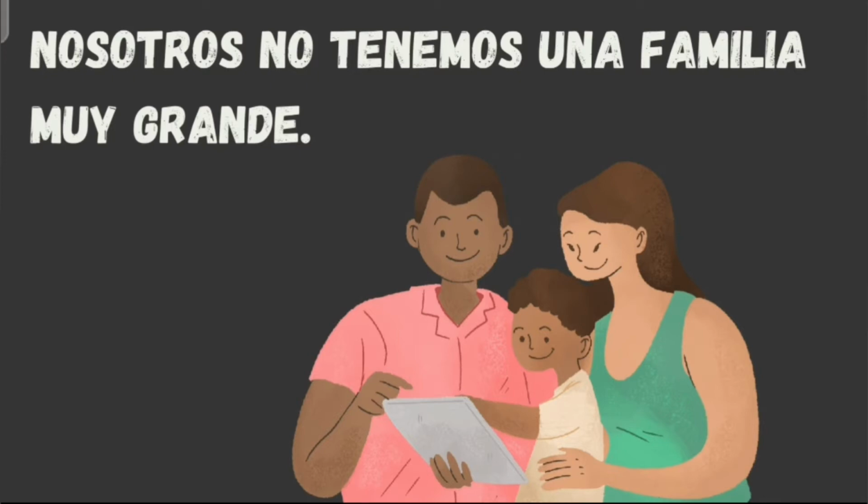Now we have the personal pronoun we, okay? And here's the sentence we have. We don't have a very big family. To say that in Spanish we have to say nosotros no tenemos una familia muy grande. Okay, that means we, nosotros, don't have, no tenemos, a very big family, una familia muy grande.